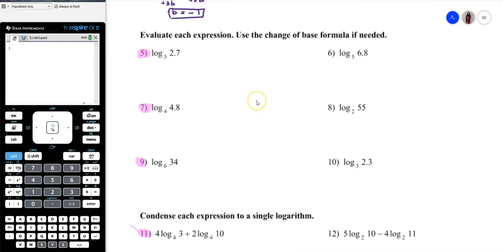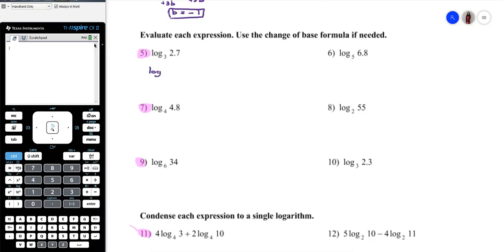Now in the next section, we're evaluating each expression, so we want to know what these would equal, and we can use the change of base formula if we need to. Whenever it says if needed, it just means that it's not like 3 and 27, where I know I can take 3 and cube it and get 27. The left side are good examples because 5 and 7 have decimals in them. So whenever we're using the change of base, we're going to use base 10.